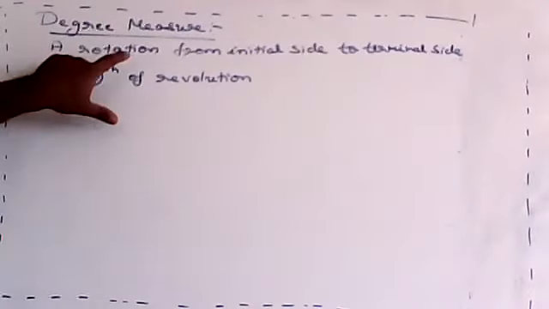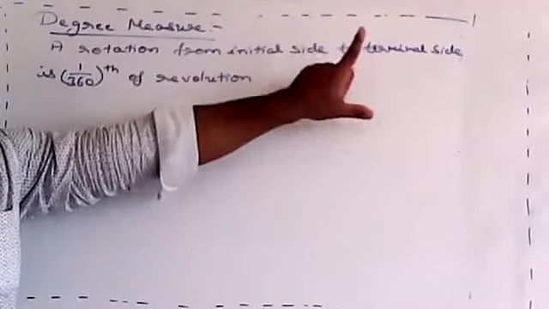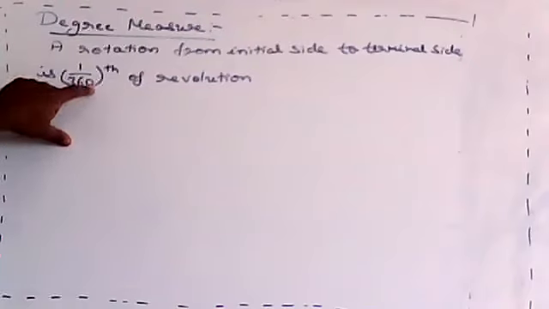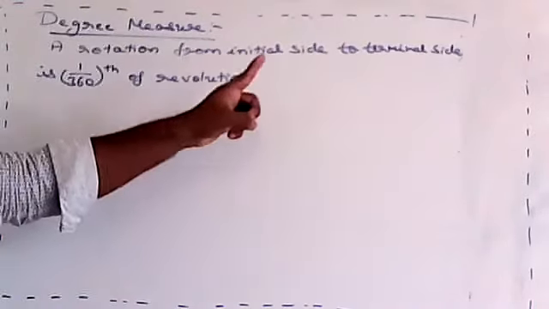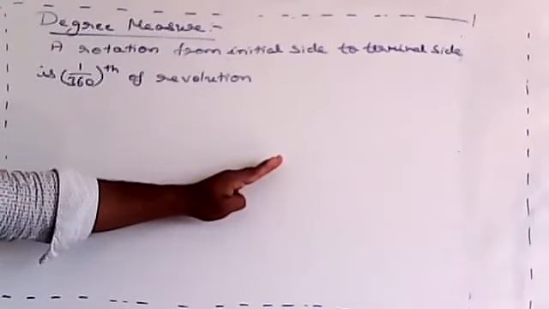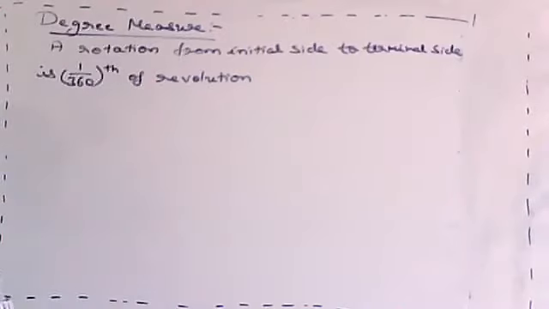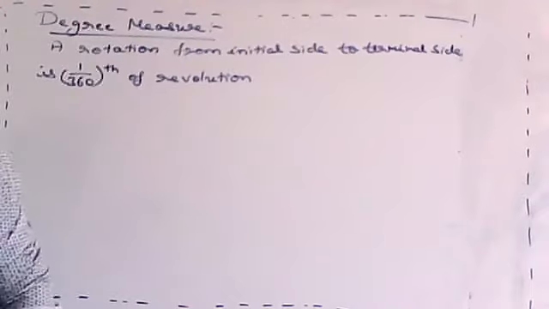Okay, see, what the degree measure means? A rotation from initial side to a terminal side is 1/360th of a revolution is called a degree measure. Correct or not? It means how many degrees it is? A rotation from initial side, this one, to a terminal side, some last final ray, is 1/360th of a revolution. So one full circle, how many degrees is it?